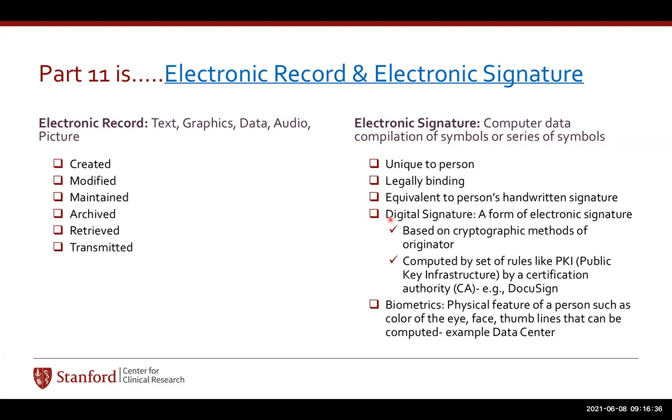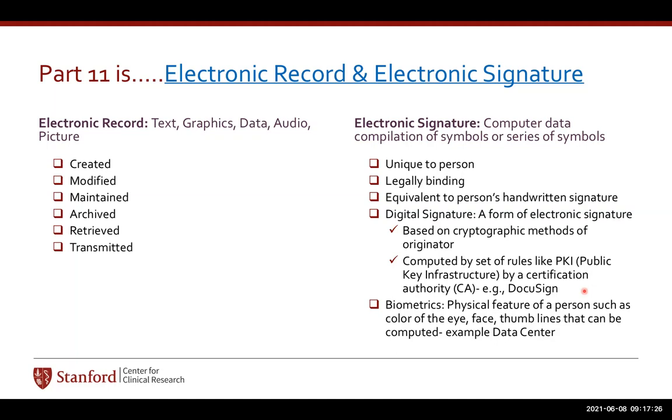Okay, so in this case, it is generated by some kind of rules, which is the cryptographic method. And then there are some rules where one would have a private key and a public key, and that is controlled by a certification agency, which could be independent of the person who is originating that. It means it is being controlled very, very cautiously by the authority. And some of you may have signed, let us say, a mortgage application form by DocuSign, and it is a kind of electronic signature. So that is one of the examples.